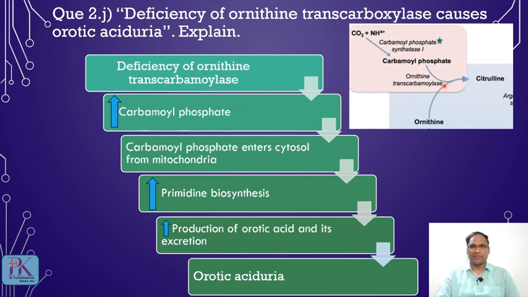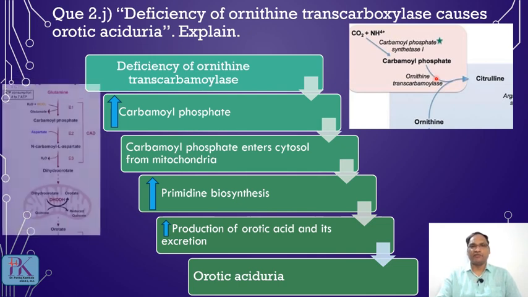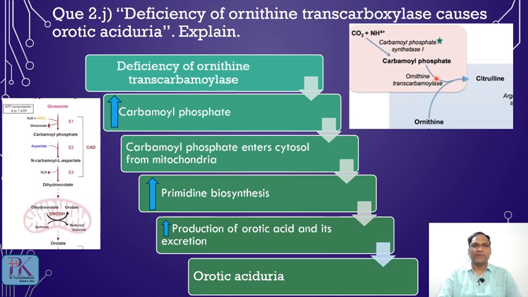Now what happens if carbamyl phosphate is present in very large amounts? It is present in the mitochondria, so it will go into the cytosol. From the mitochondria it will go into the cytosol, where it will be used for the synthesis of pyrimidine. So this is pyrimidine nucleotide synthesis, and you can see carbamyl phosphate is required here.